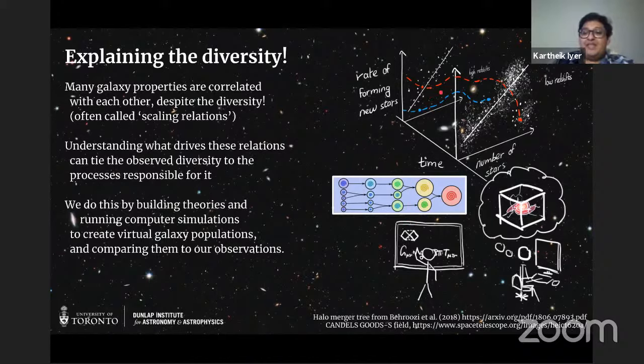If it matches the observations, that's awesome. But because there are so many observations, there's a likelihood that something's not going to match. Then you take that information, you think about it, you put it back in your theory, and then you write a new simulation that improves on your existing model, and then compare with observations again. And you keep doing this until we have a good overall understanding of galaxy evolution. So that's the idea.